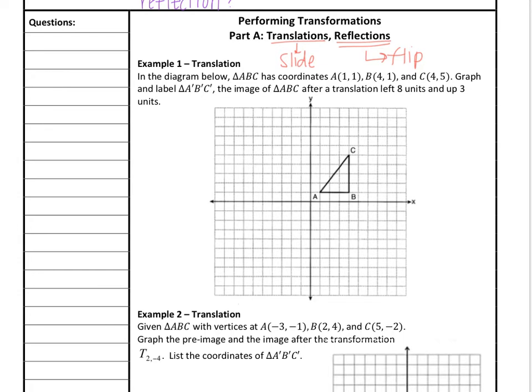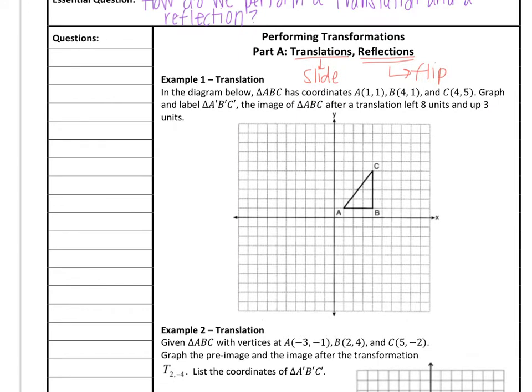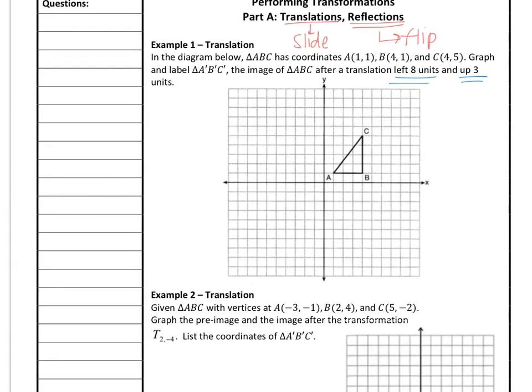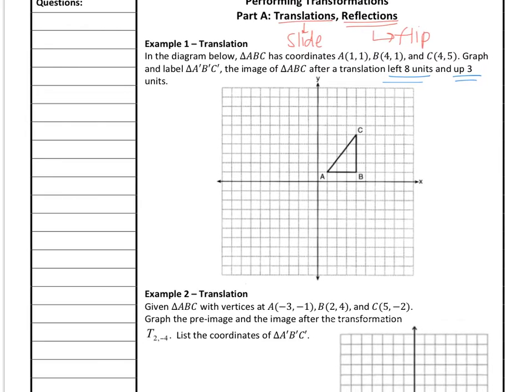Example 1 says, in the diagram below, triangle ABC has coordinates A, B, and C. Graph and label A prime, B prime, C prime, the image of triangle ABC after a translation left 8 units and up 3 units. So we're going to go left 8, up 3 with every single point here. And you're literally just counting boxes. So I'm going to write myself a note here that we need to count boxes.